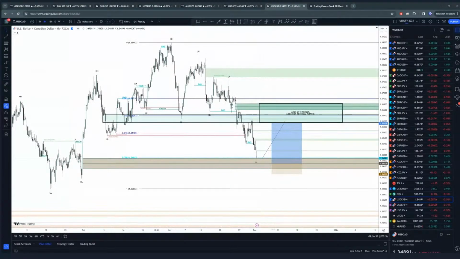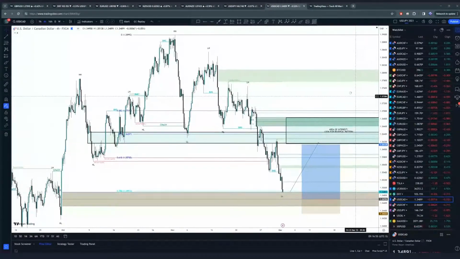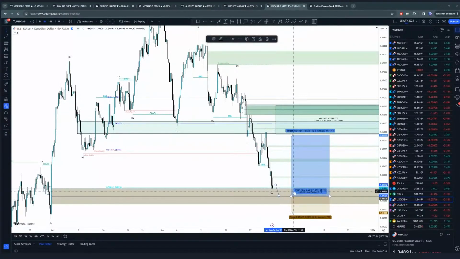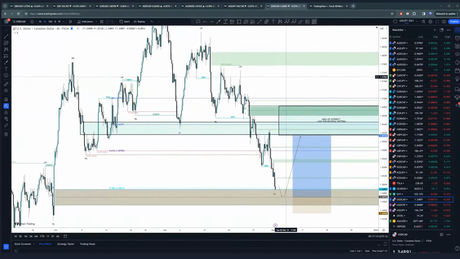So this week I'm going to be focusing on a buy on USD CAD, and this is pretty much what I'm going to be doing. I'm going to look for a little bit more of a push down, and then I'll be looking to take a long position on USD CAD this week. Okay. So that's USD CAD.